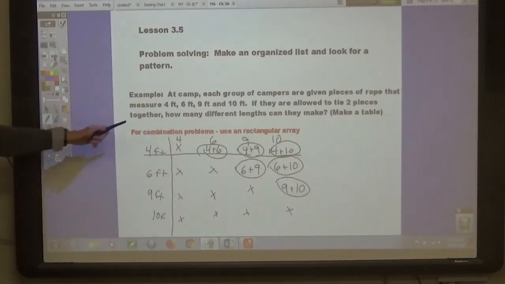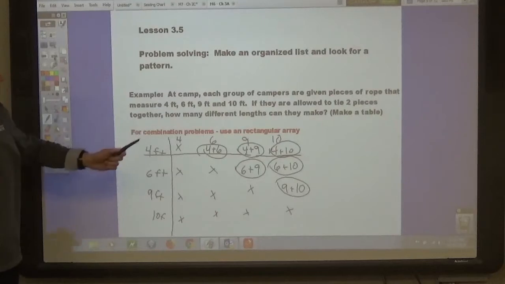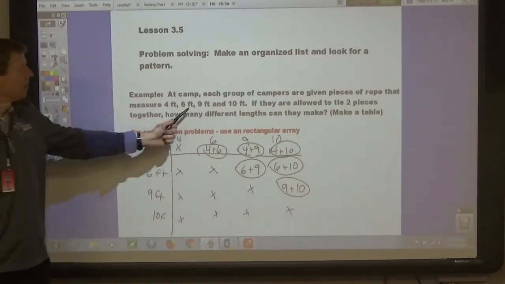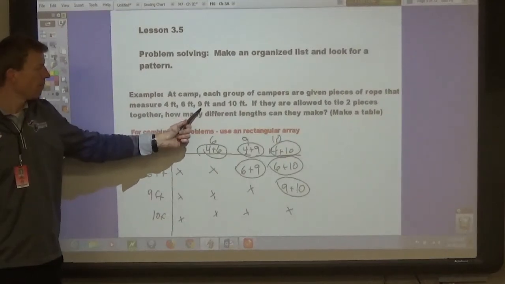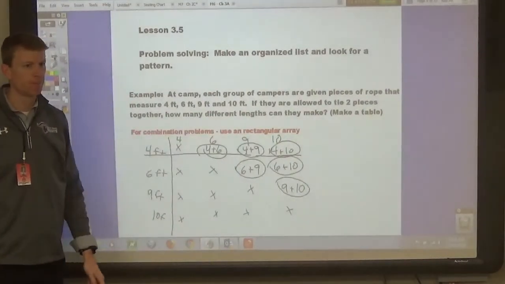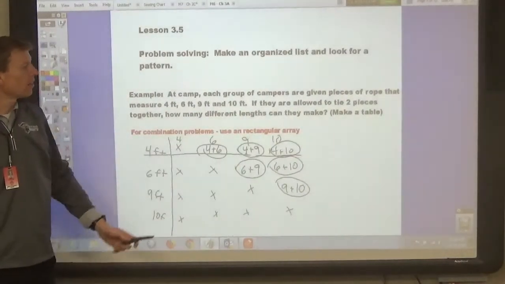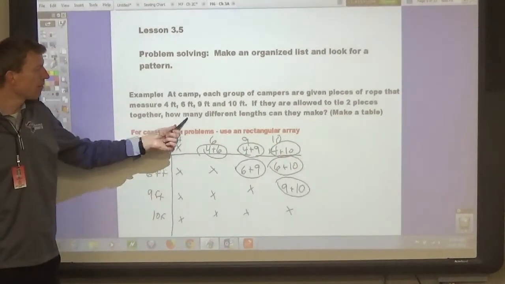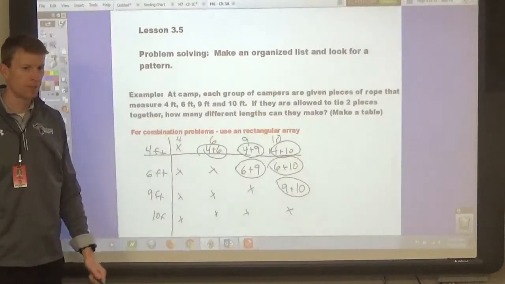At camp, each group of campers are given pieces of rope that measure 4 feet long, 6 feet, 9 feet, and 10 feet. If they are allowed to tie 2 pieces together, how many different lengths can they make?